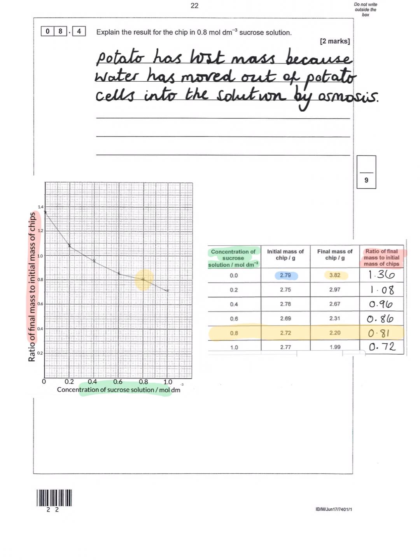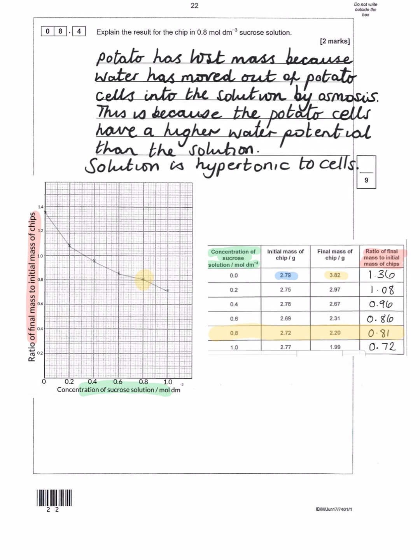And we know that osmosis is the movement of water from an area of high water potential to an area of low water potential. So if the potato has lost mass, then it must have had a higher water potential than the surrounding solution. We could describe the solution as hypertonic to the cells.